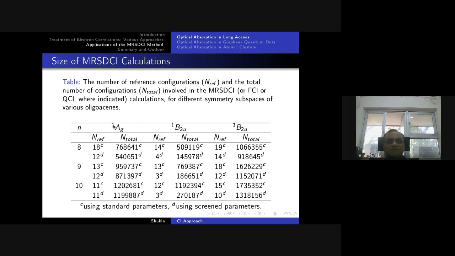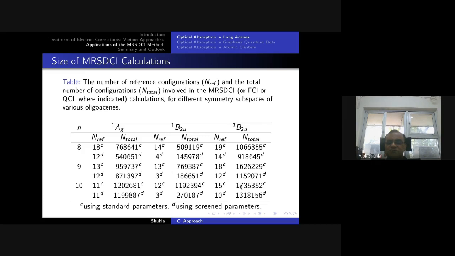So for singlet AG, this is the total number of configurations. Nref denotes the total number of reference configurations, and N total denotes the total number of configurations in the CI expansion. Okay, so for octacene, we had the maximum number in one singlet AG state close to 800,000, that is 7.68 times 10 to the power 5. Then for nonacene, for singlet, we approached almost 1 million. For decacene, we went beyond 1 million configurations. Okay, and likewise similar information is given for other irreducible representations.